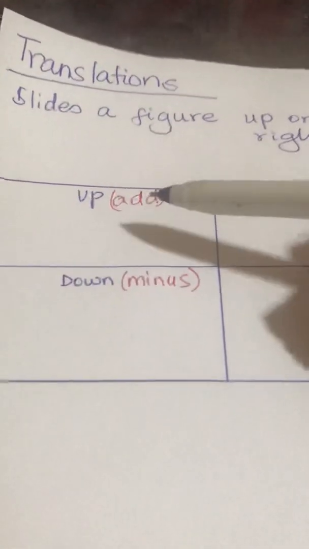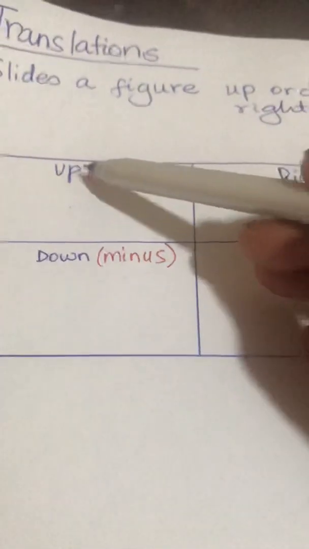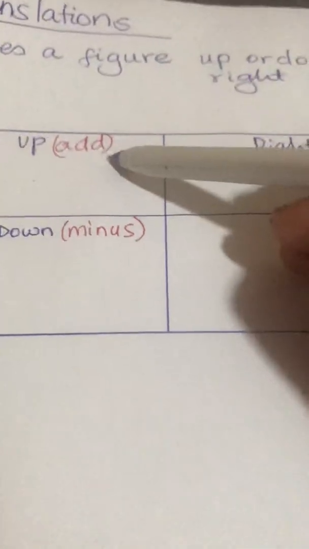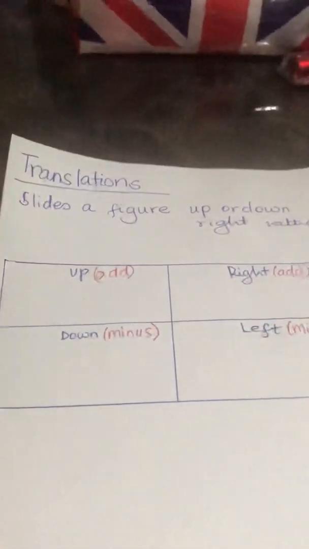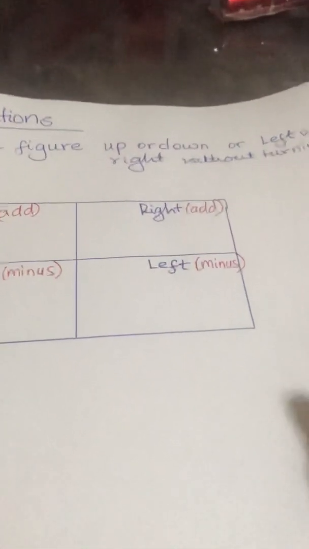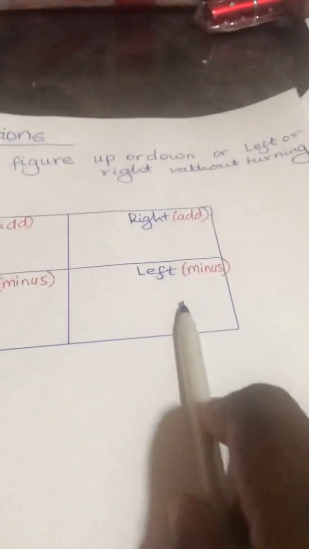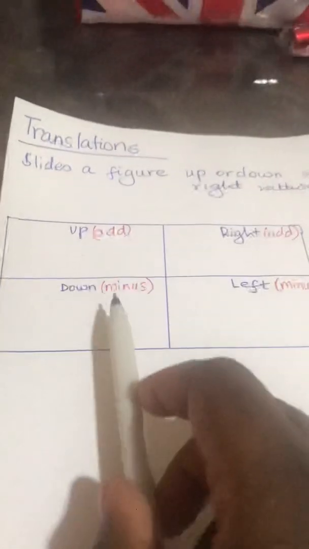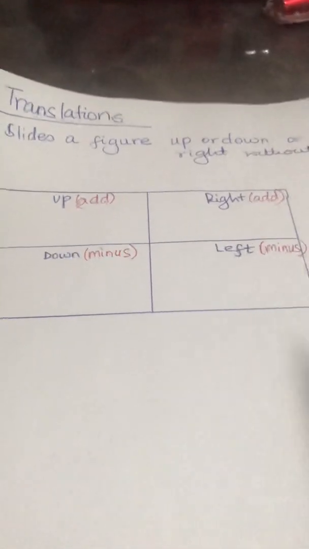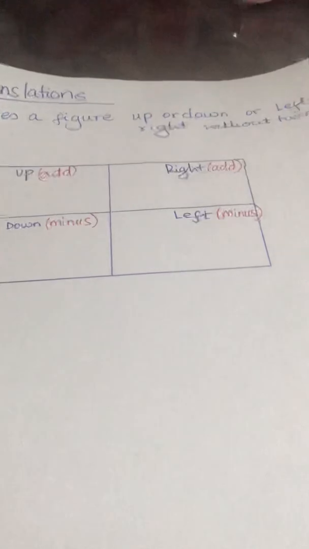Now, when you see the word up, it is a positive word. So you will add. You are increasing. When you go up, you are increasing. Okay? When you go to the right, you're also increasing. When you go to the left, you're subtracting. When you're going down, you're subtracting. Now you have to remember, okay?